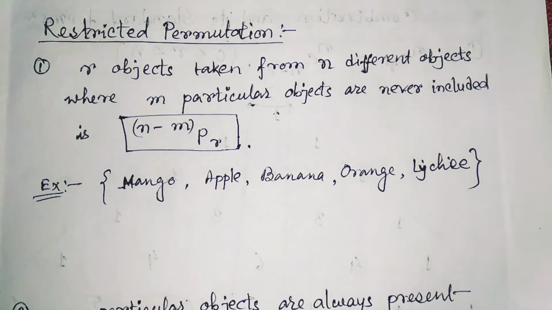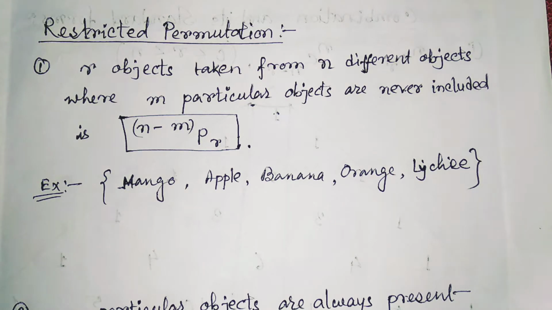Welcome friends. This video lecture is just the continuation of permutation. We know what permutation is. Now it is the restricted permutation, that means a few restrictions are imposed in the situation. At that time, what the formulas will be in permutation, we will discuss in this lecture.